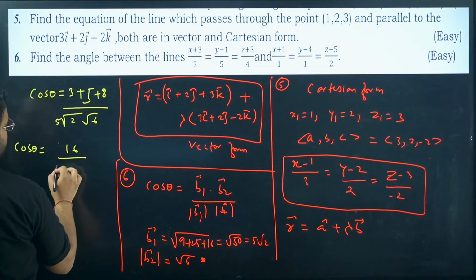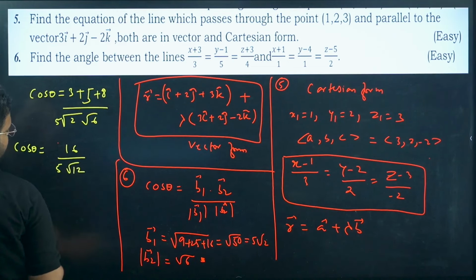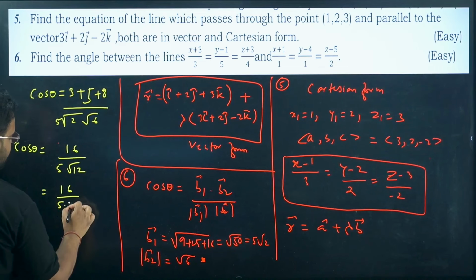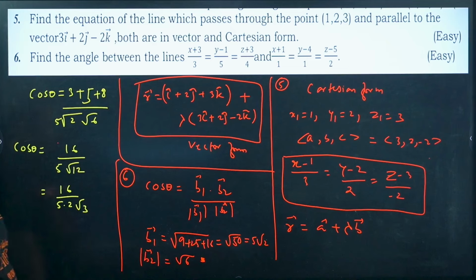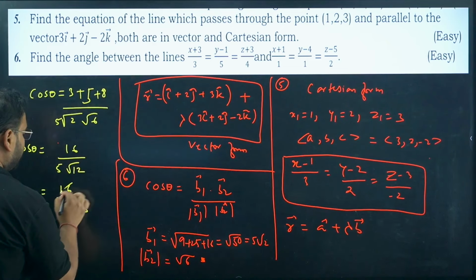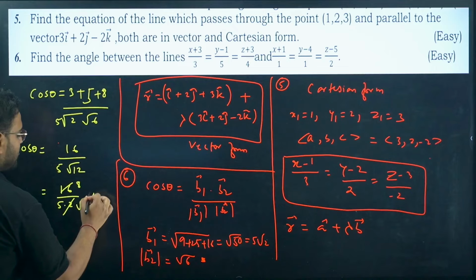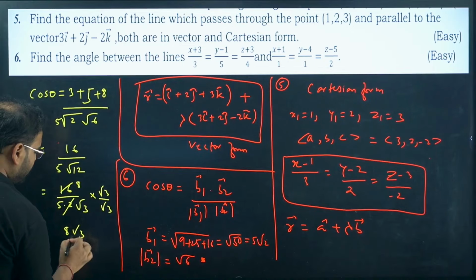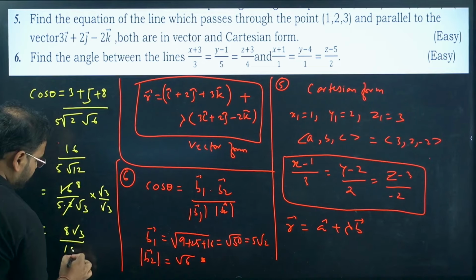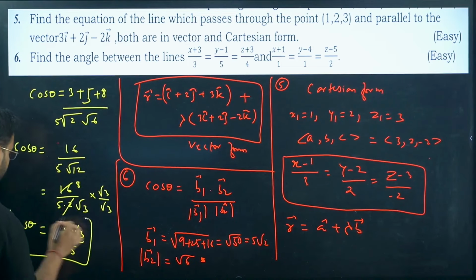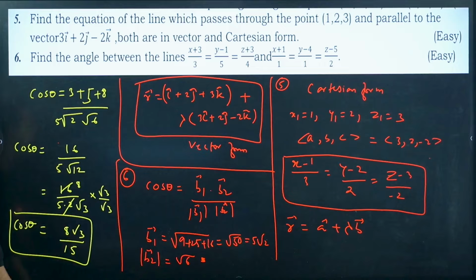16 we have over here, and then I get root 5 times root 12. So I get 5 into 2 into root 3, since root 12 is root of 4 into 3, and the root of 4 comes out as 2. This will become 8 over 5 root 3. Now I want to rationalize it, so we get root 3 on the top and bottom. The answer is 8 root 3 upon 5 into root 3 into root 3, that is 15. This is my cos theta value, so the angle will be cos inverse of 8 root 3 by 15.